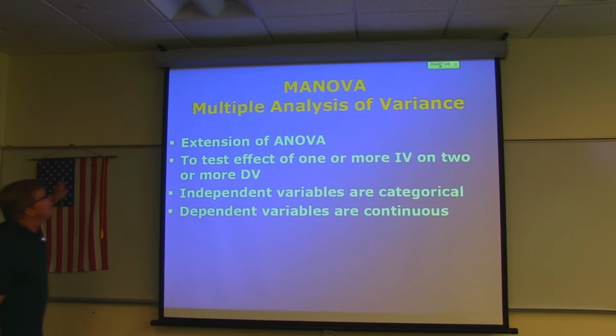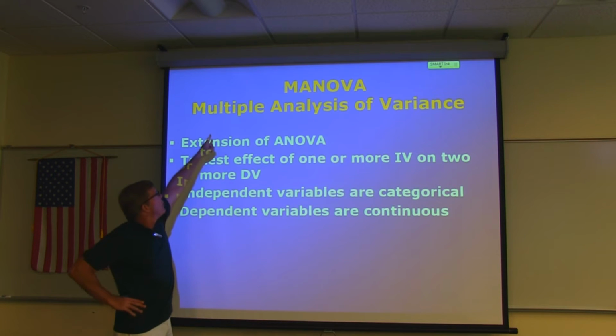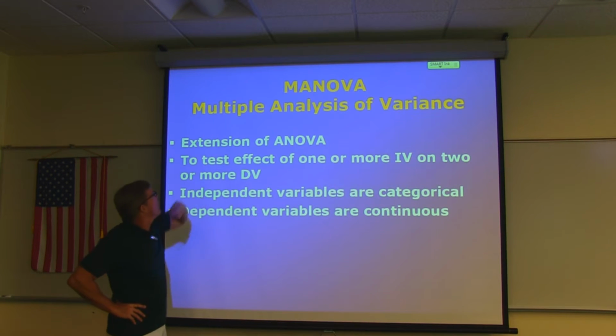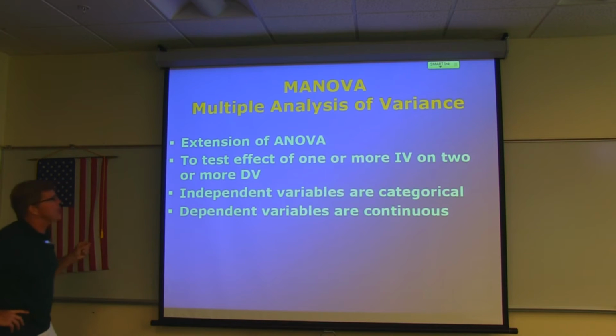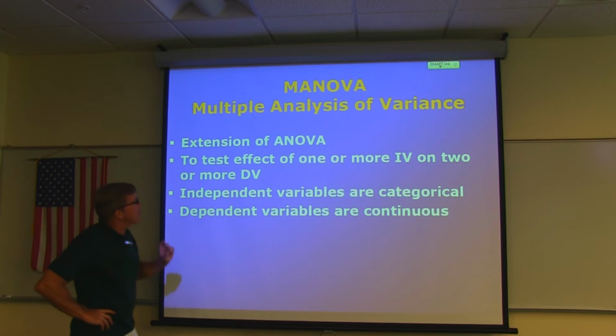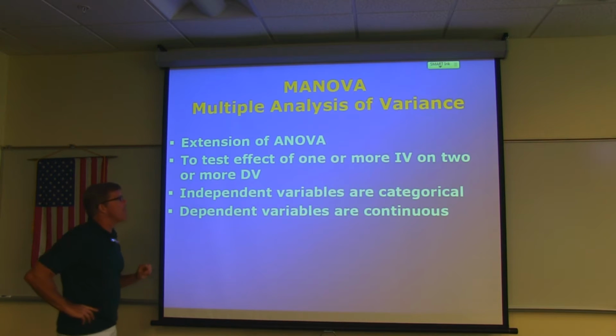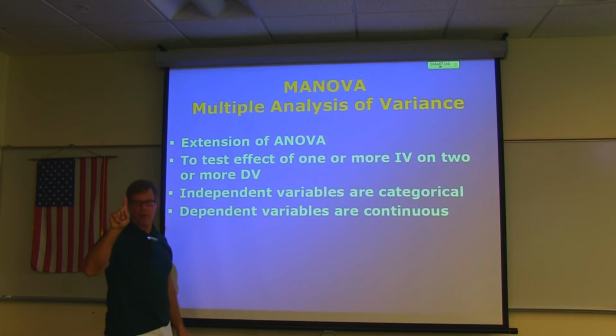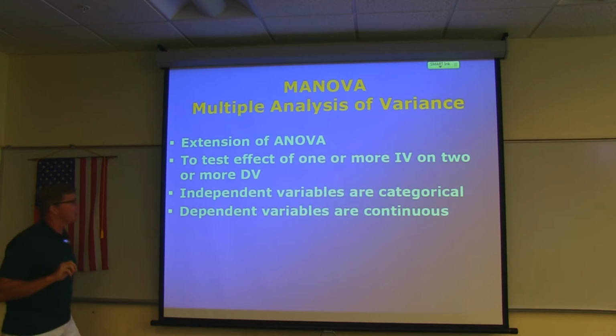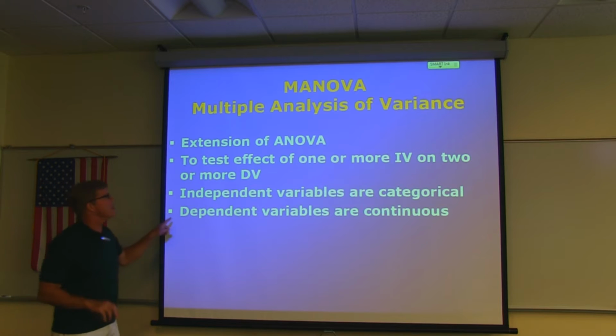The MANOVA is called the multivariate analysis of variance. This is an extension of the one-way ANOVA that tests for the effects of one or more independent variables on 2 or more dependent variables. A typical multivariate analysis of variance has one factor, just like the one-way ANOVA, with 2 or more dependent variables. These independent variables are categorical. The dependent variables are continuous.